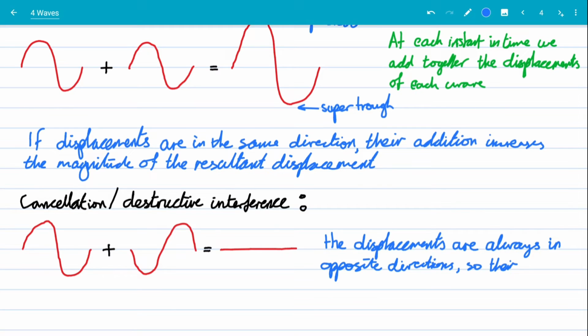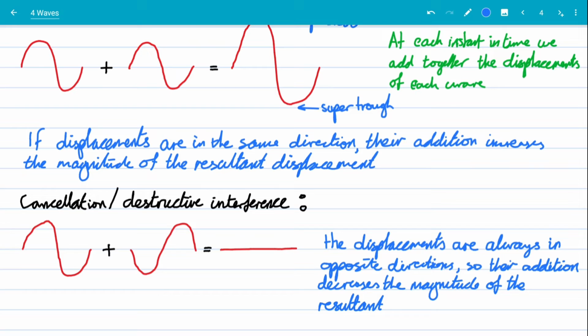The addition of the two waves decreases the magnitude of the resultant displacement. Okay, there we go. And that's kind of it.